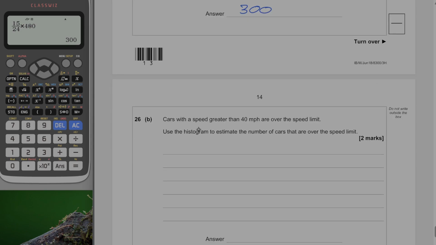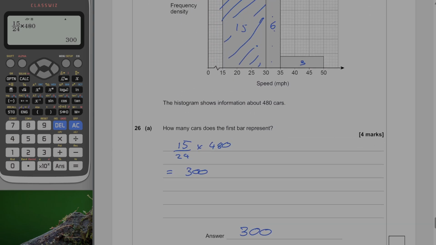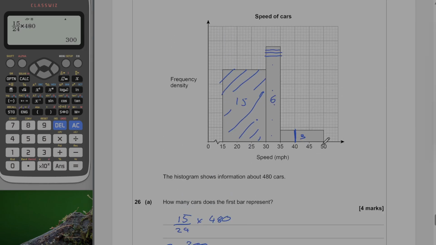Okay, part B. Cars with a speed greater than 40 miles per hour are over the speed limit. Use the histogram to estimate the number of cars that are above that speed limit. Okay, so that's slightly more awkward. We want 2/3 of whatever this bar is. So if we said that this is 300, this is a width of 5, 10, 15. 300 divided by 15 is 20. So that must mean that we're going up in jumps of 4s. So 4, 8, and 20. That's not a particularly nice number.